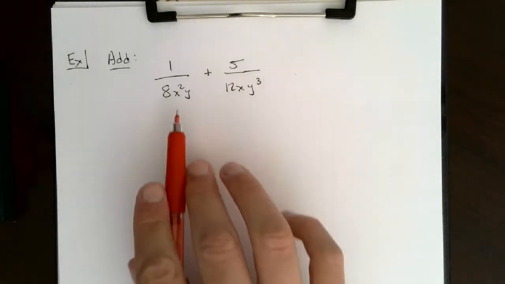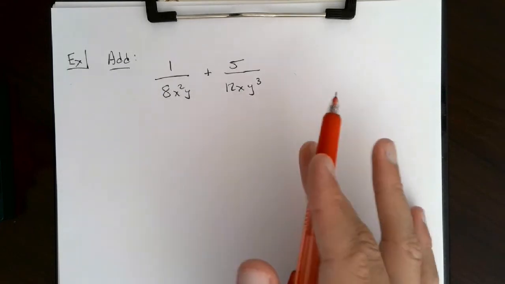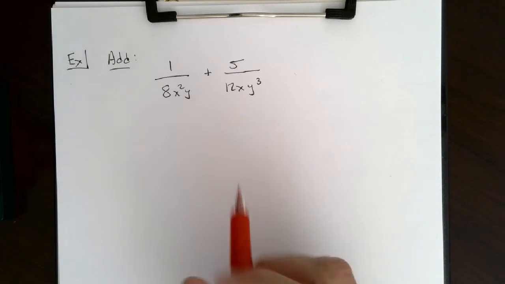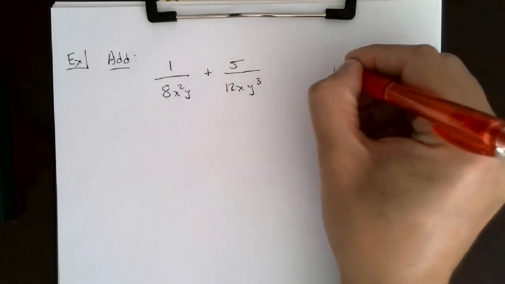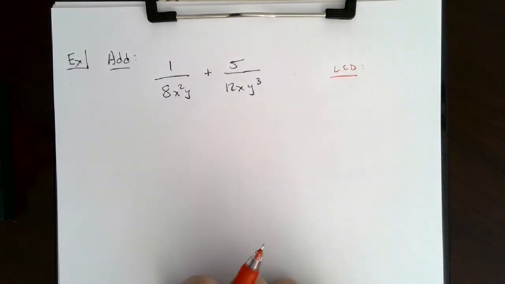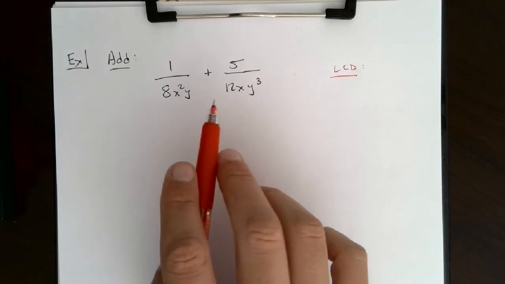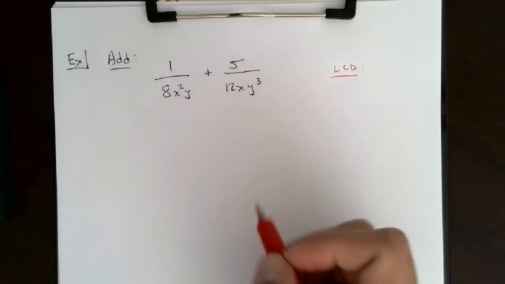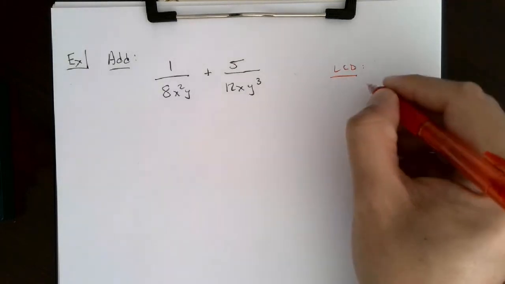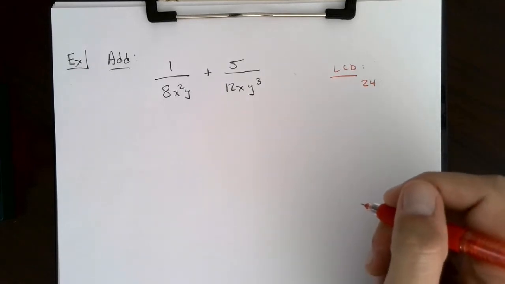Now, usually we would say factor the denominators completely, but since these are monomial terms, this is actually easier, but people get confused after seeing the other way of doing it. Since these are monomial terms, there's no factoring involved at all. So if we're looking for an LCD here, we need a least common denominator to add fractions. For the coefficients, the 8 and the 12, you want the smallest number they both go into evenly. And so for 8 and 12, that would be 24. You want the lowest one, so 24 is the lowest one.